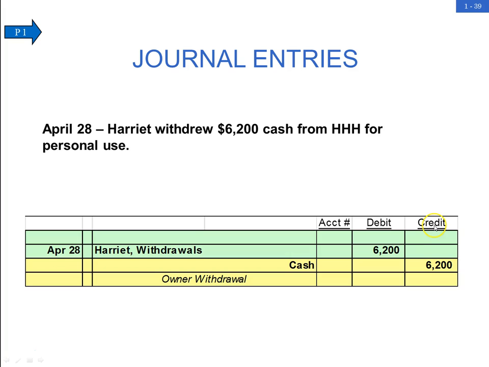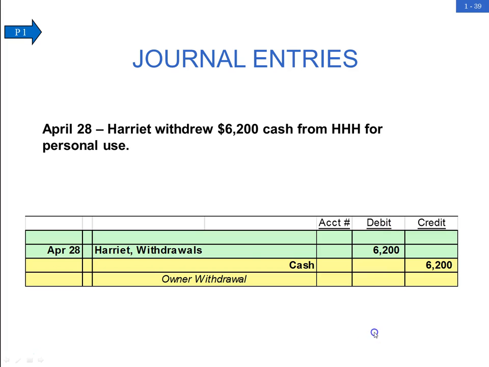Debits must always equal credits for every single journal entry, and there will always be at least 2 accounts, sometimes 3, sometimes 4. But no matter how many they are, the total credits dollar amount must equal the total debit dollar amount as well.